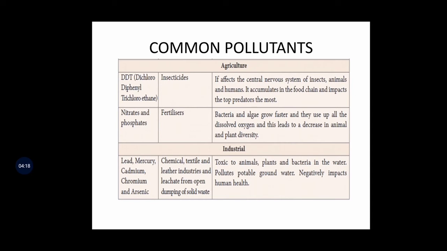Apart from these things, nowadays our world is becoming an industrial world. So a lot of industries are giving out lead, mercury, cadmium, chromium and arsenic. These we get from chemical industries, textile industries, leather industries, etc. So once this industrial waste reaches freshwater like river water, ponds, pools, lakes, it gives some toxicity to animals, plants, and bacteria.